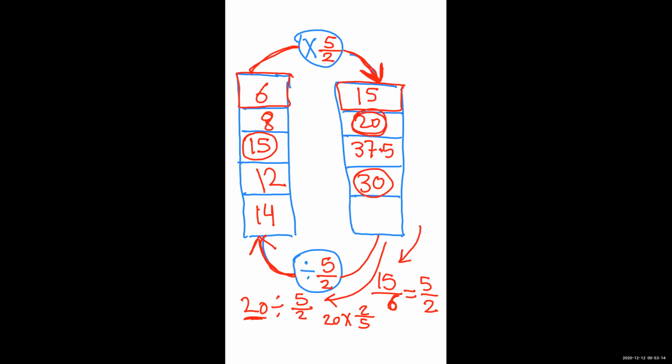You can check it by the calculator. Here, the last number, 14. Okay, it's multiplied by 5 over 2. So 14 multiplied by 5 over 2, it will equal 35. Okay, is it clear? Yes.